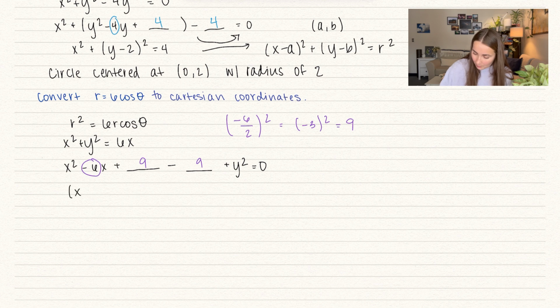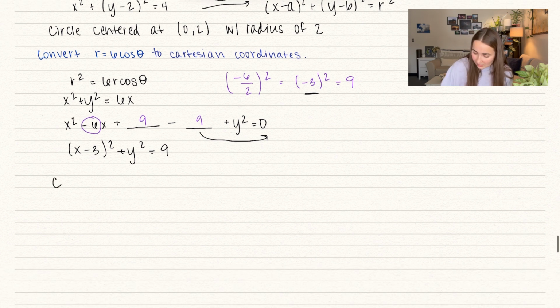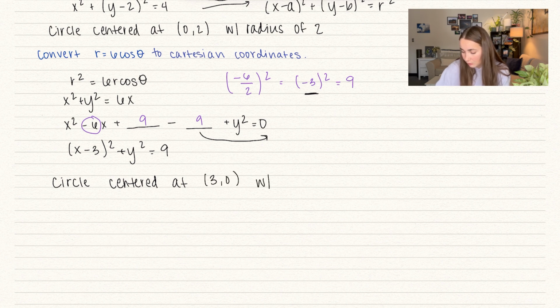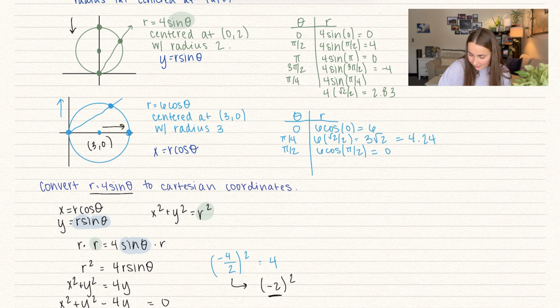So we get x minus 3, right? Squared, because that's the thing that we end up squaring. And then I'm going to add over that 9. So I still have that plus y squared is equal to 9. And here we can see the circle. So this is a circle centered at the point 3, 0 with a radius equal to 3, right? And so that confirms our drawing right here. We have a circle centered at the point 3, 0, and it has a radius of 3, right? This is going to be the point 6, 0.